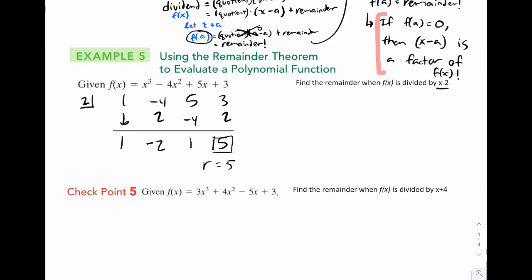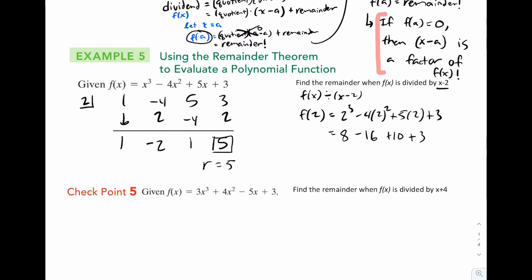With the remainder theorem, what we're saying is we're dividing it by x minus 2. So if you want the remainder, simply let x equal 2. Let's just find f of 2. So that would be 2 cubed minus 4 times 2 squared plus 5 times 2 plus 3. If the theorem is correct, this should come out to the number 5. So let's see what happens. That's 8 minus 16 plus 10 plus 3. That would be negative 8 plus 13. And look, it is 5. So it does actually work.